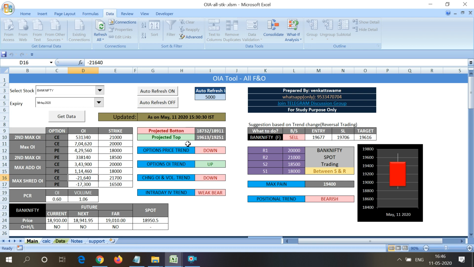Okay, then here I have included projected bottom and projected top according to volatility and open interest data. It will calculate and show you the projected bottom and projected top.